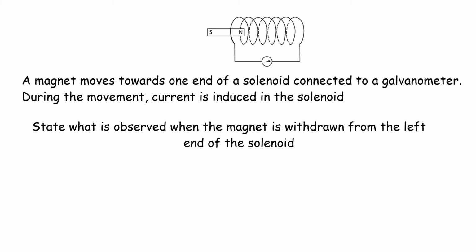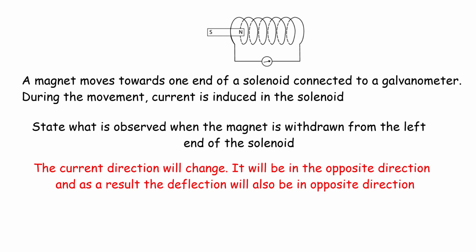Then the other part is, state what is observed when the magnet is withdrawn from the left end of the solenoid. When that is done, it will be like reversing the direction of the magnet. When the direction of the magnet is changed, the current direction will also change. It is going to be in the opposite direction, and as a result, the deflection on the galvanometer is also going to be in the opposite direction. And it's very important to keep this in mind. If you remember the concepts explained under Lenz's law, you should be able to easily handle a question like this.